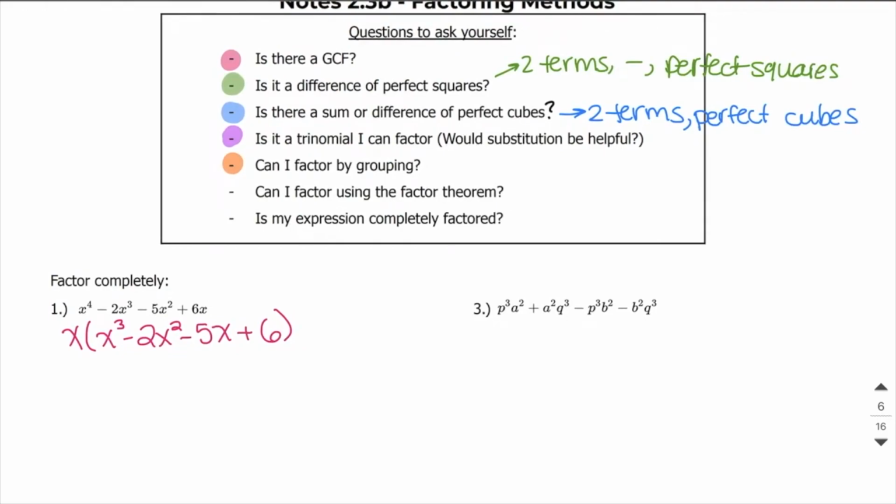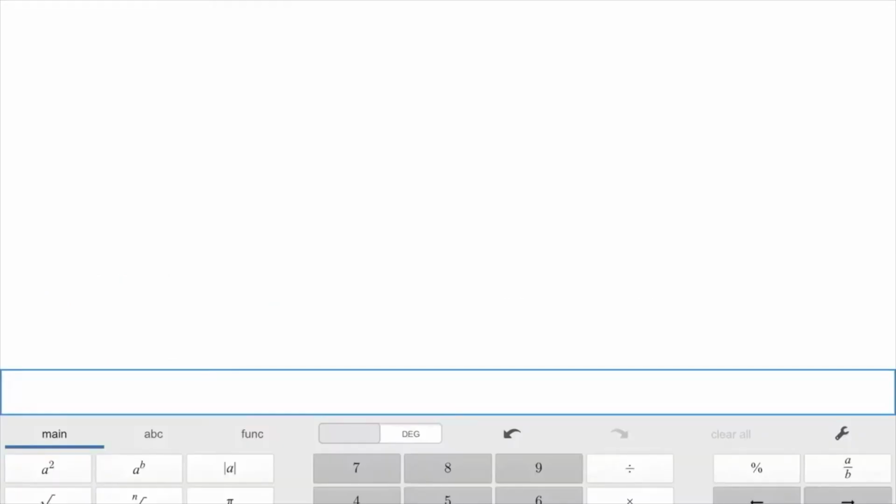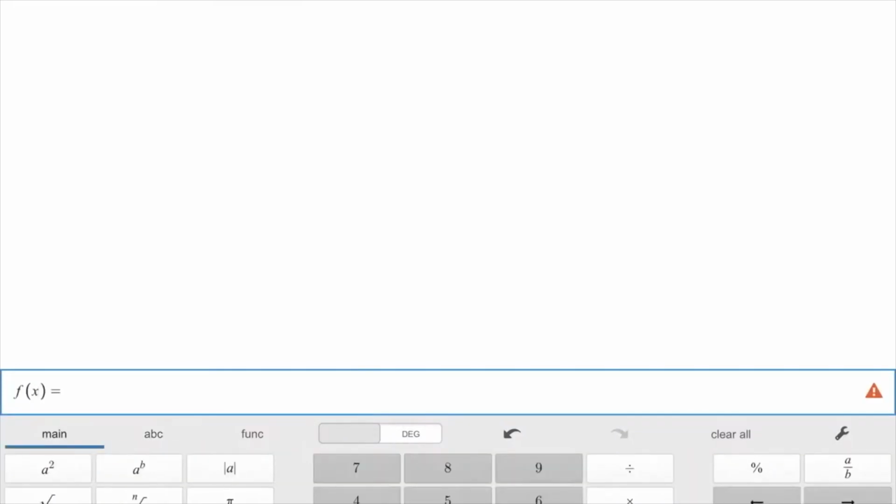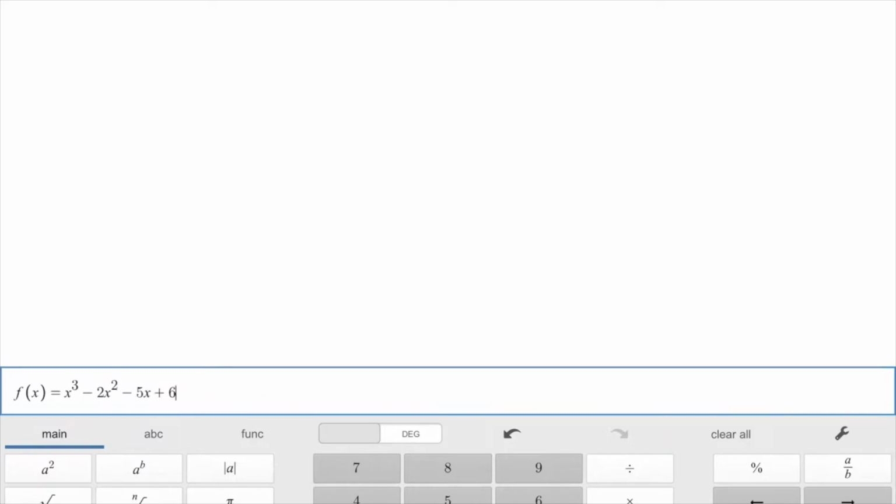So now, I'm going to ask myself, can I factor this using the factor theorem? In order for me to see if I can factor this using the factor theorem, I've got to guess and check some numbers. So I'm going to go into Desmos and type in f of x is equal to, and then I'm going to go back to my main and type in the expression that was inside of my brackets. So I'm going to type in f of x is equal to x cubed minus 2x squared minus 5x plus 6.